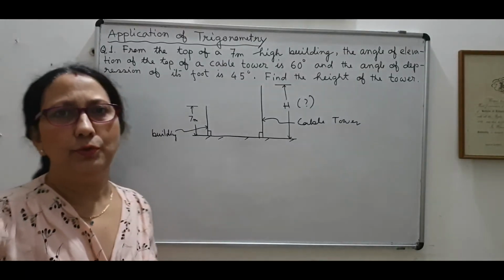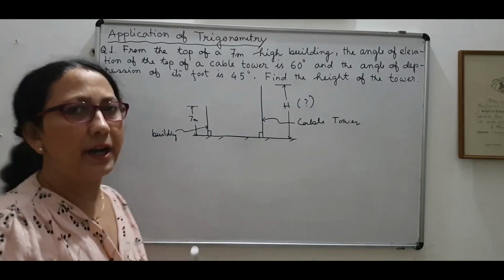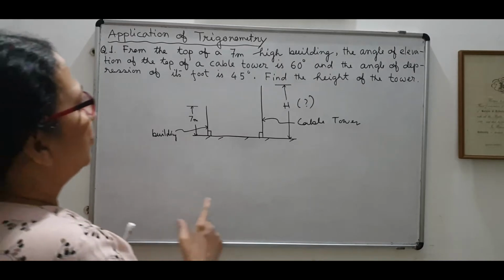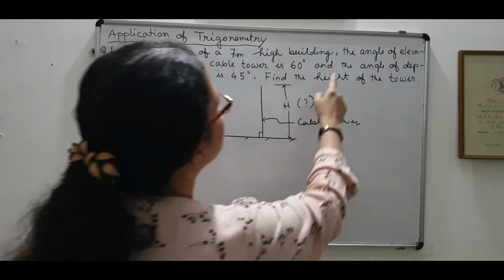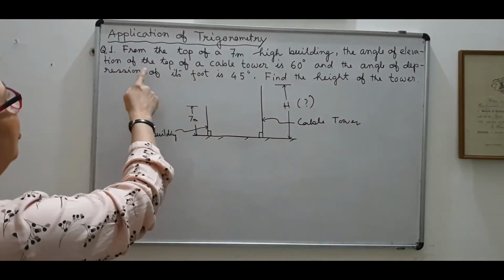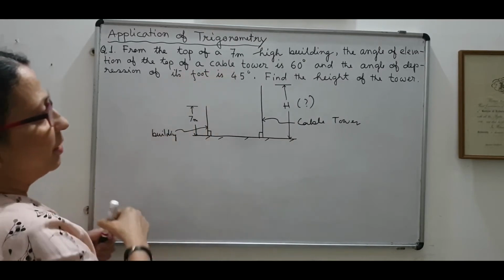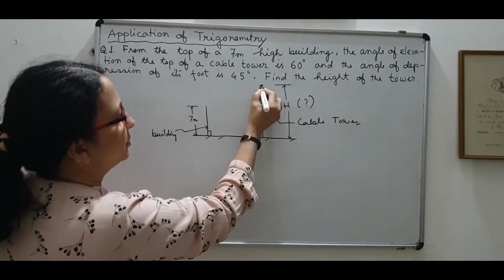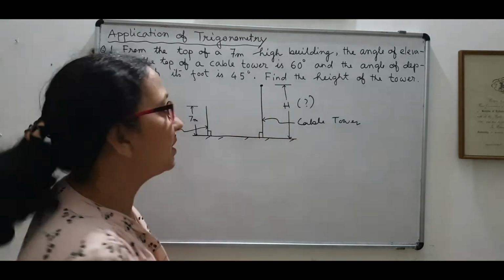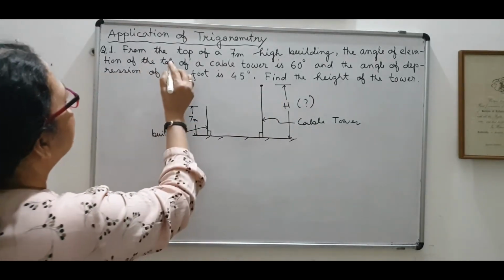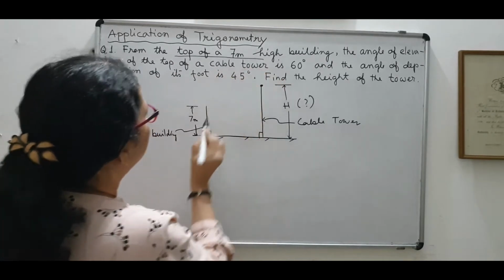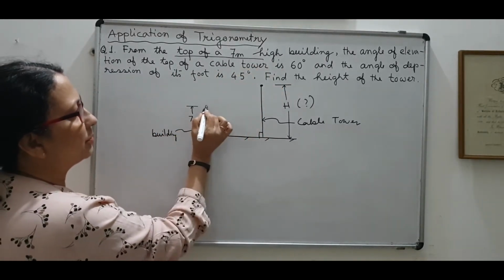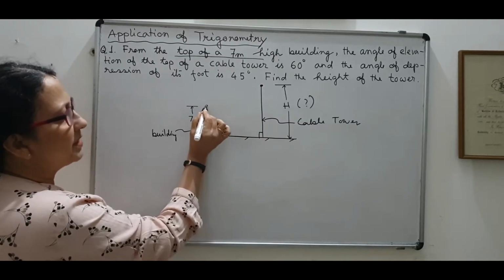Now we have to draw the diagram correctly. That is the very important part. So first of all, what is given? The angle of elevation of the top of the cable tower. Now see, this is the top of the cable tower, is not it? So this is my object. And where is the eye of the observer? From the top of the 7-meter high building. So here is the eye of the observer.